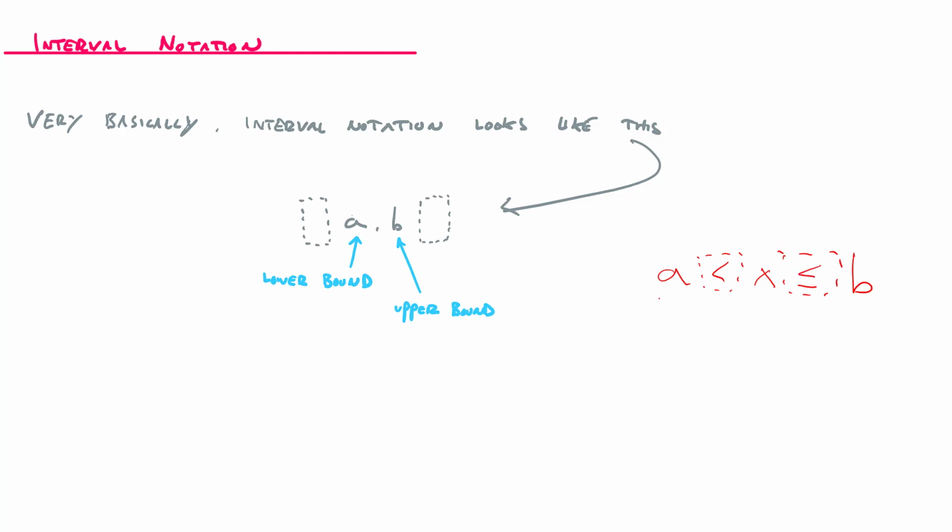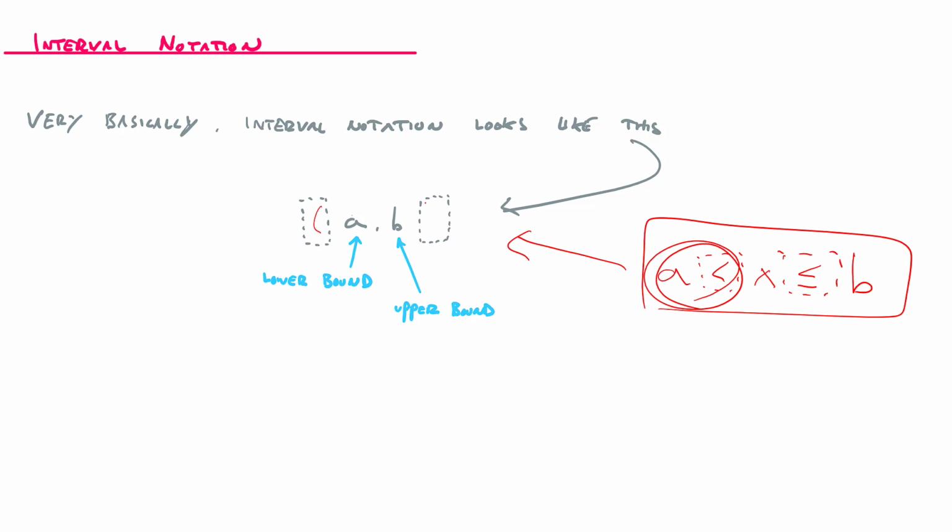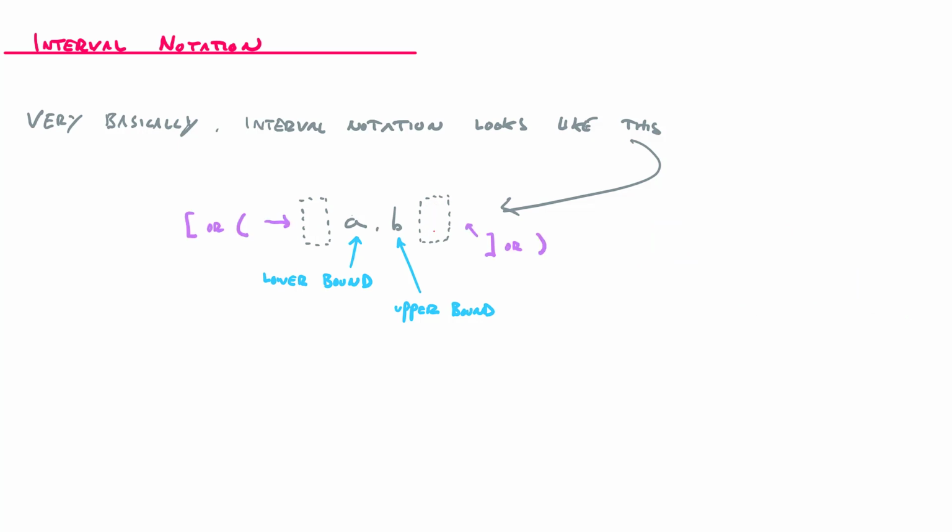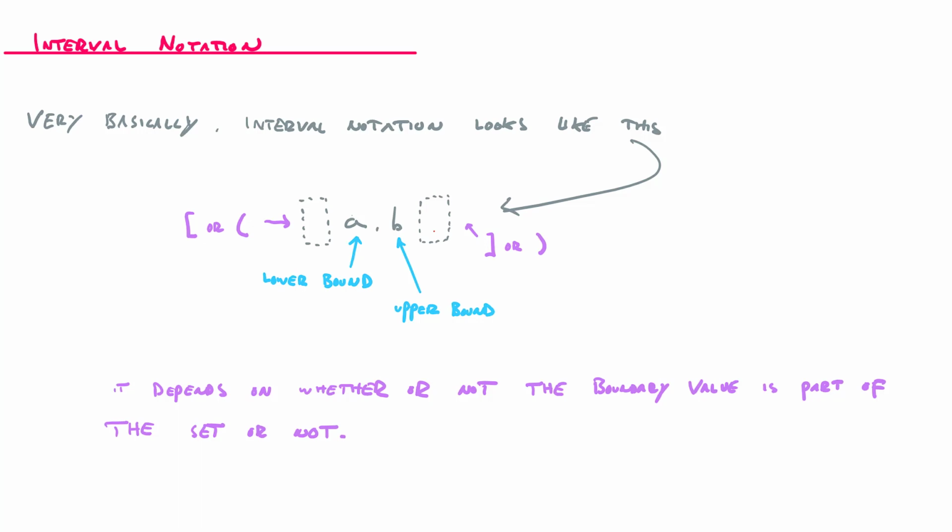And in fact, if I wanted to turn this inequality into an interval, I'd have this. Open parentheses here because it does not include the lower bound, and a bracket here because it does include its upper bound. Okay, that's it. That's interval notation. It's really easy to use once you get the hang of it, but obviously let's do some examples here. But it depends on whether or not the boundary value is part of the set or not.